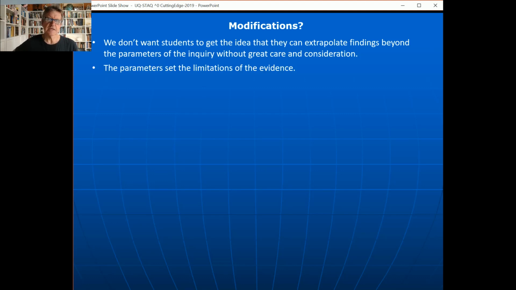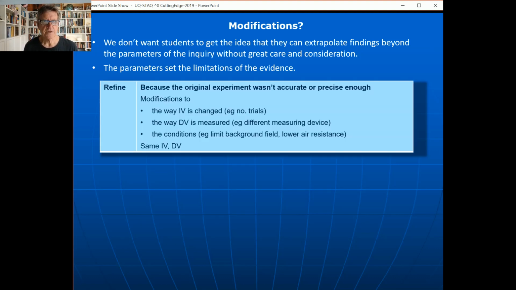Now, when they're discussing this in their student experiment, one of the big areas is to discuss limitations, and you can get up to 5 and 6 marks just for doing this really well in the discussion section. So it's good to concentrate on what the limitations are and how you overcome them. So let's have a look at some of these, the 3 possible modifications. Now the first one, the simplest one, is the refining one.